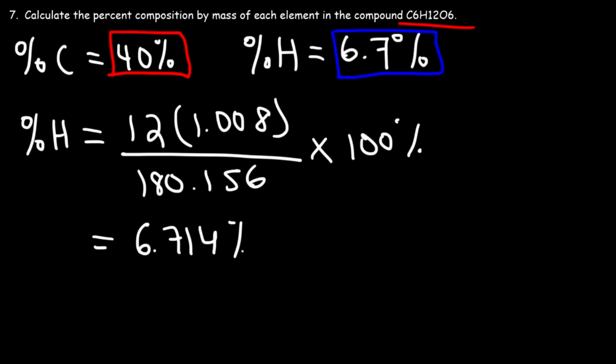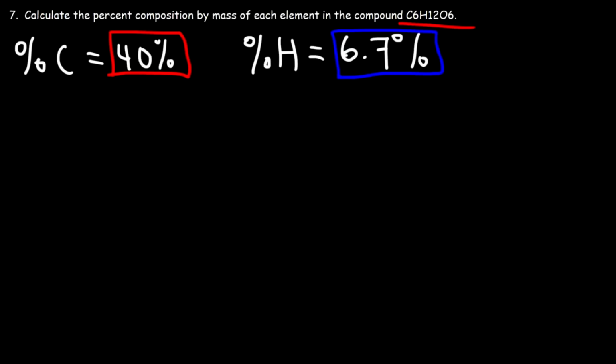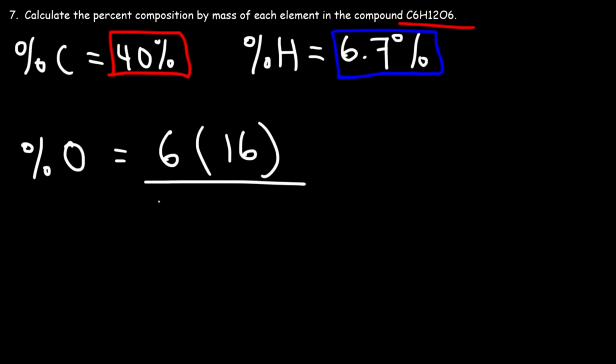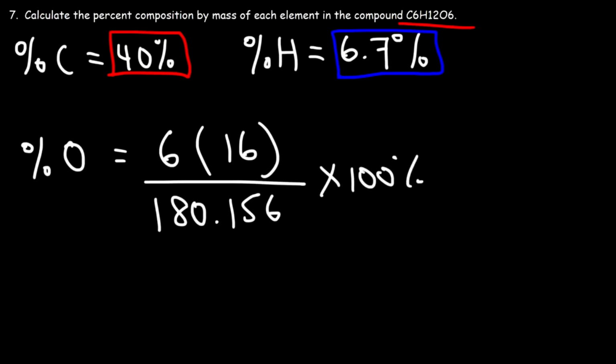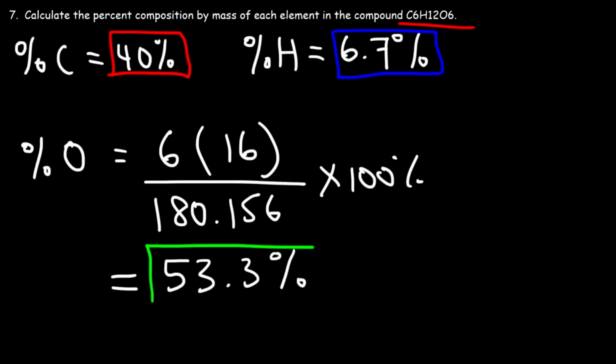Now the last one is oxygen. So in the compound C6H12O6, there's 6 oxygen atoms, each with an atomic mass of 16. And once again, we're going to divide it by the total molar mass of the compound, which is 180.156, and then multiply it by 100%. The answer that I got is 53.3%. So that is the mass percent of oxygen.